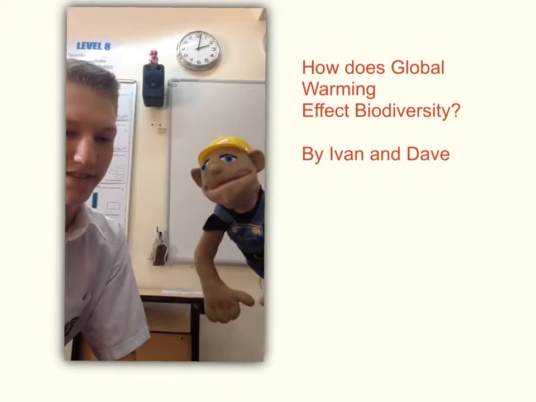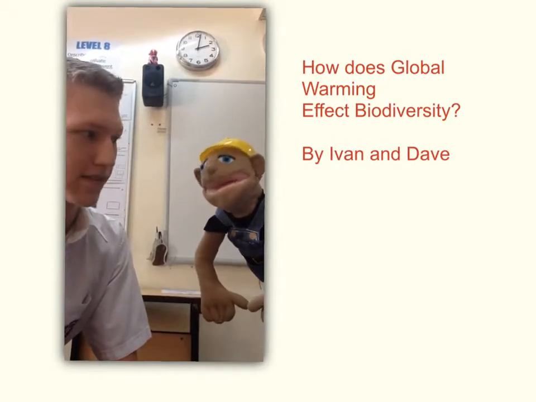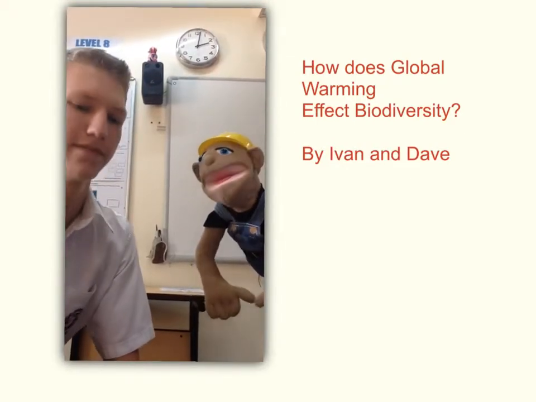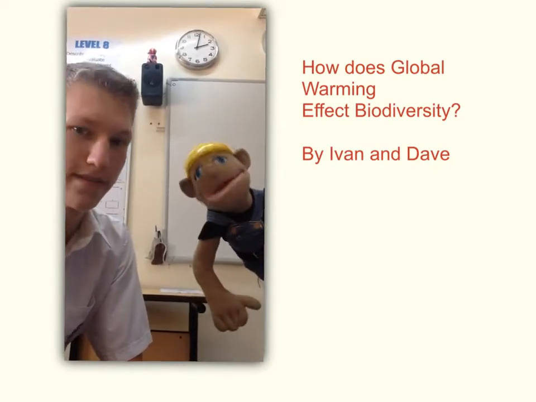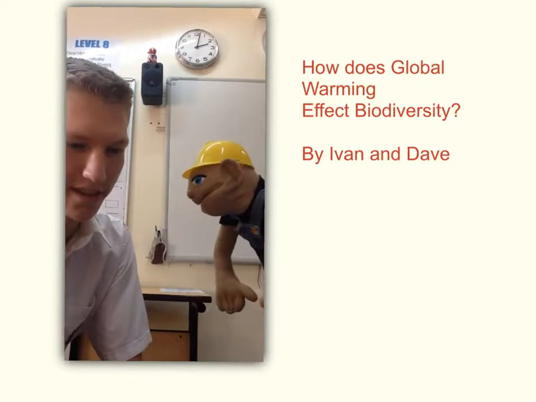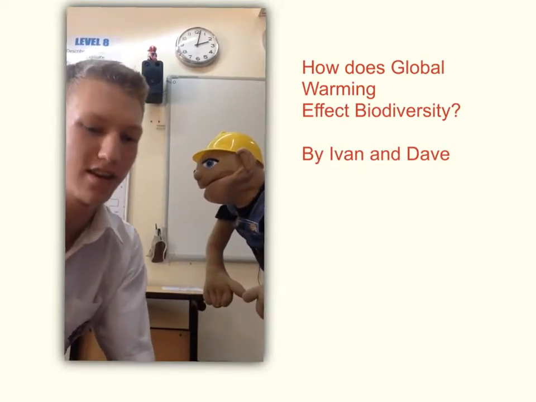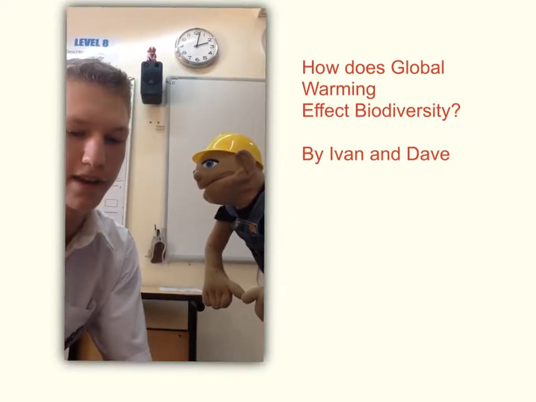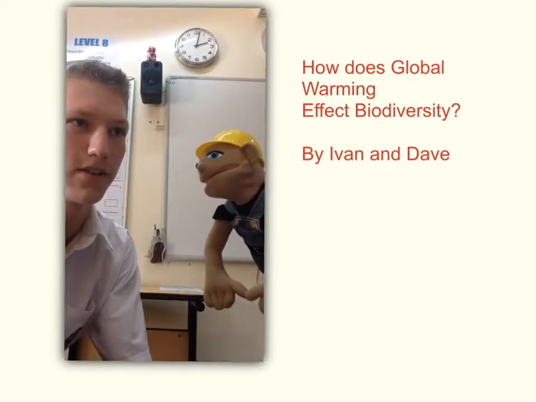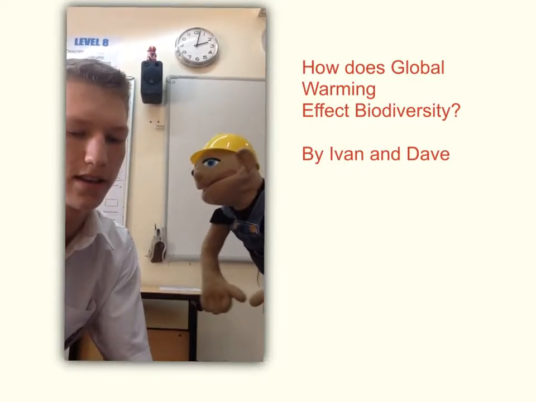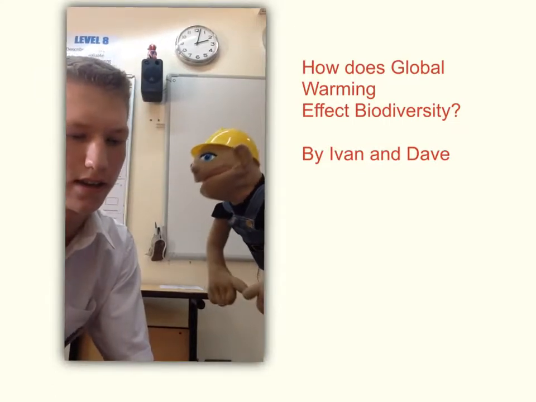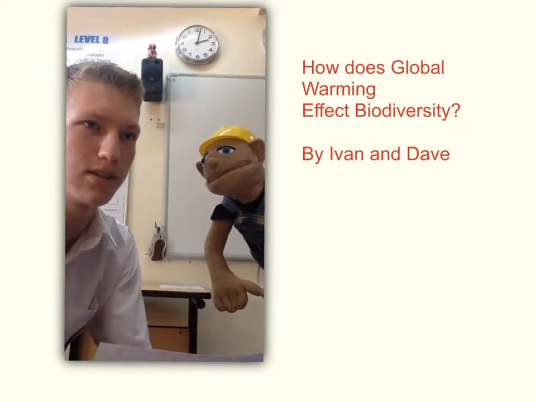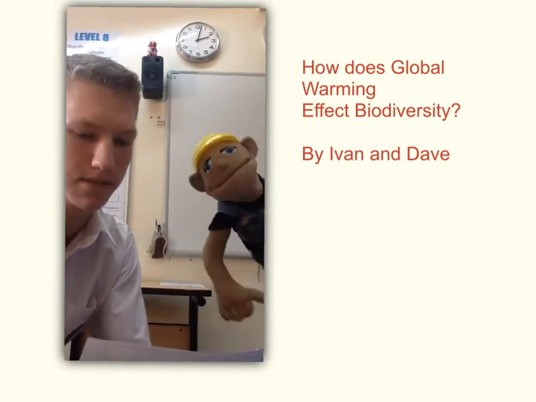Well, yeah, I've got a question for you about the biodiversity module. How can global warming affect biodiversity? Good question. Global warming can affect biodiversity in many ways. The main one is that it can disrupt ecosystems. An example is that rising temperatures could affect Arctic populations.